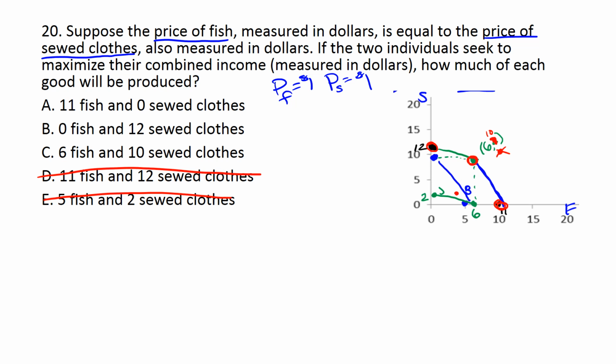Okay, so we have 11 fish at $1 a piece, means $11. 12 sewed clothes at $1 a piece means $12. 6 fish is $6, and 10 items of clothes are $10, and so that's a total of 16. So our highest possible point here is going to be C.